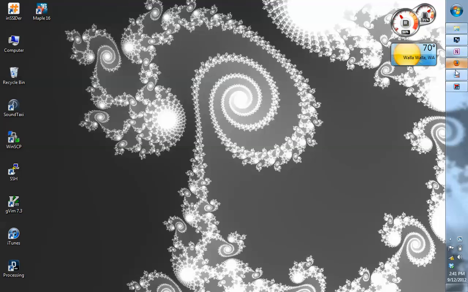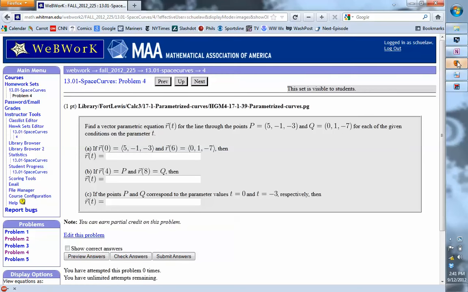Okay, so we want to talk about problem 4 here. And what I want to do is review how we normally build lines and give you a hint as to how to handle a problem like this. So let's switch over to the other mode here.